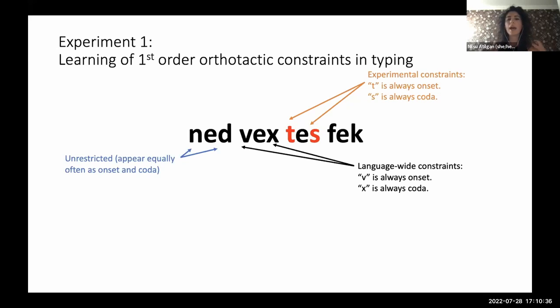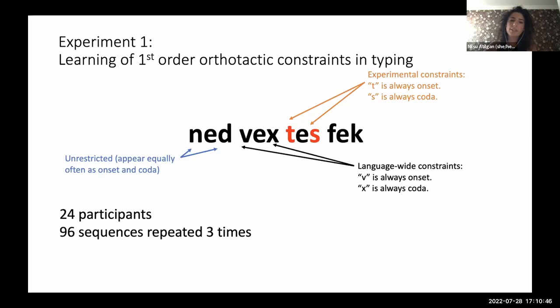And the last category is unrestricted, similar to the spoken production studies, appearing equally as often in onset and coda position. So we had participants hear these sequences and then type them, and we analyzed their typing errors. We had 24 participants, 96 unique sequences repeated 3 times, only conducted in 1 session, and overall, a little over 5,000 errors elicited. Just to note that this rate of errors is a lot higher than the spoken production studies.